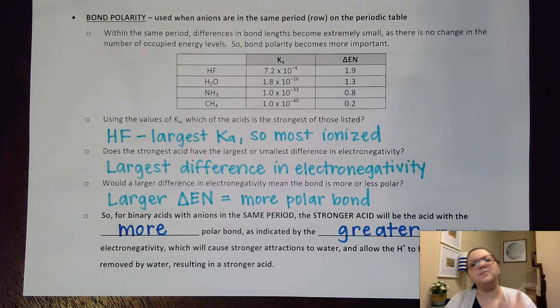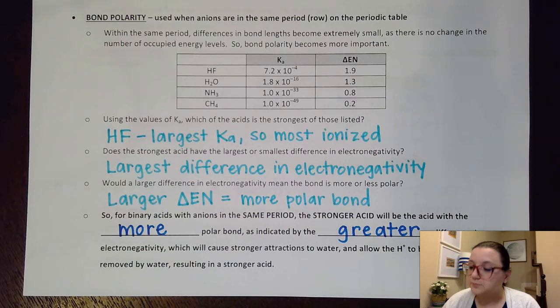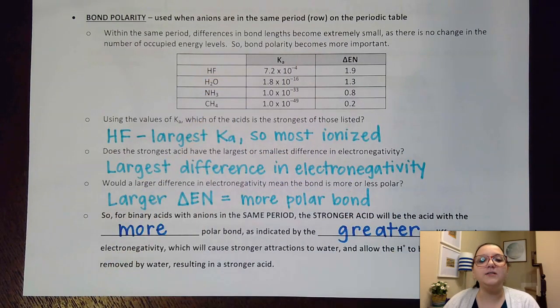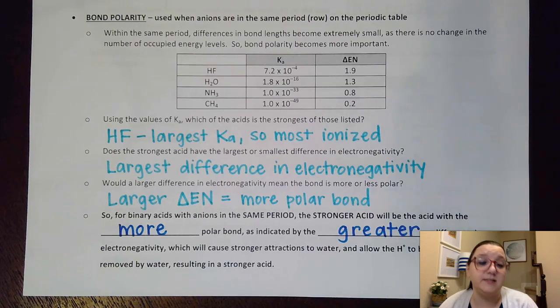So there's got to be something else that's causing the difference here, and that has to do with bond polarity. Again, I notice a list of Ka values here, but this time, if I look at what's with the hydrogen, I notice each time I'm seeing elements that are in the same period. So they gave me, instead, differences in electronegativity.